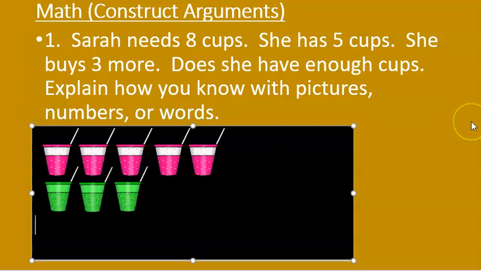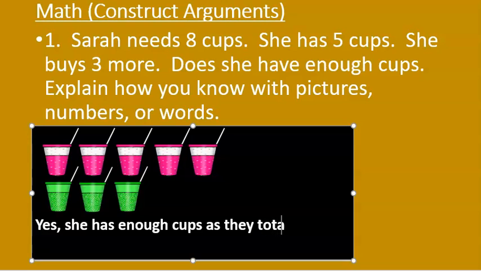So first graders, we're going to have to come up with a sentence now and explain that. Let's write this. Watch your screen. Yes, she has enough cups as they total 8. Now, we put our explanation here. It says, yes, she has enough cups as they total 8.